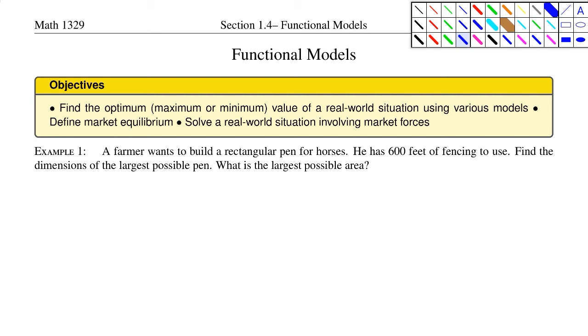Example 1 says, a farmer wants to build a rectangular pen for horses. He has 600 feet of fencing to use. Find the dimensions of the largest possible pen and what is the largest possible area. So a couple of things I want to do first is sort of break this down and note the important words here. First off, we know it's going to be a rectangular pen, so we need to create a rectangle.